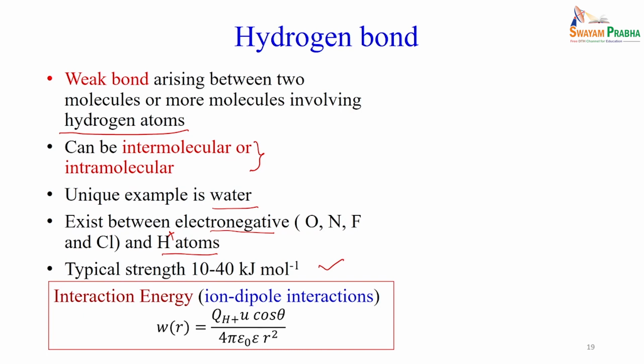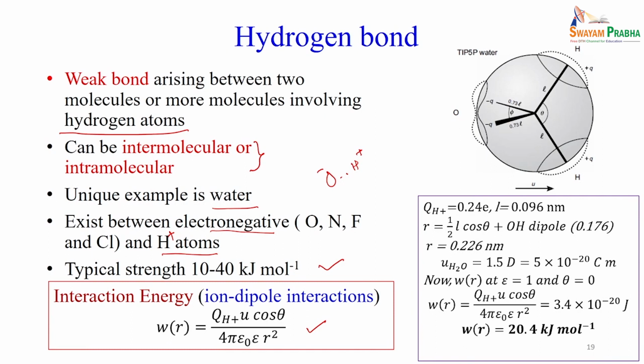So, if you just see how it is forming, the hydrogen bond is O-H, with oxygen negative. So, it is a sort of ion-dipole or dipole-dipole interaction. So, the interaction energy is calculated in a similar way: charge on the hydrogen times dipole moment times cos theta upon 4 pi epsilon naught epsilon into r square. So, this is a very similar interaction potential as we discussed for the ion-dipole interactions.